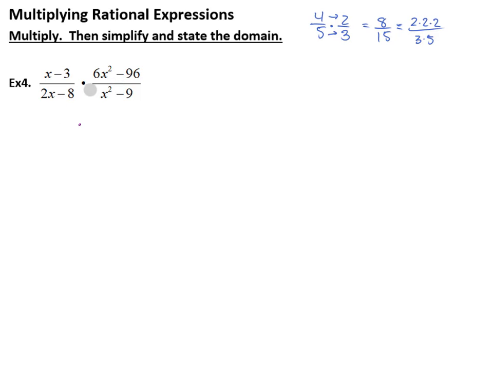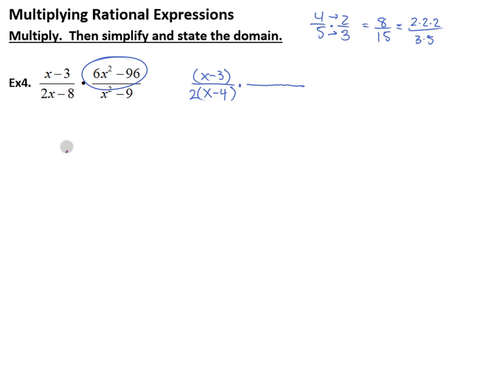So rather than trying to FOIL the top here with these giant numbers, we're actually going to factor them out first. So x minus 3, there's really nothing we can factor out of that, but I'm going to keep parentheses around it to remember that it's its own factor. Okay, in the denominator here, we do have a common factor. There's a 2 that we can factor out of both of those terms. Dividing a 2 out of each of these leaves me with x minus 4. Okay, times.